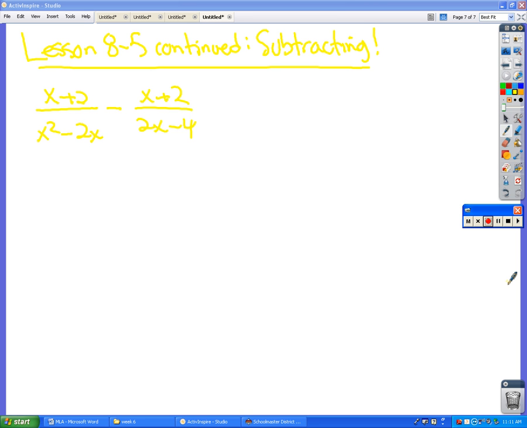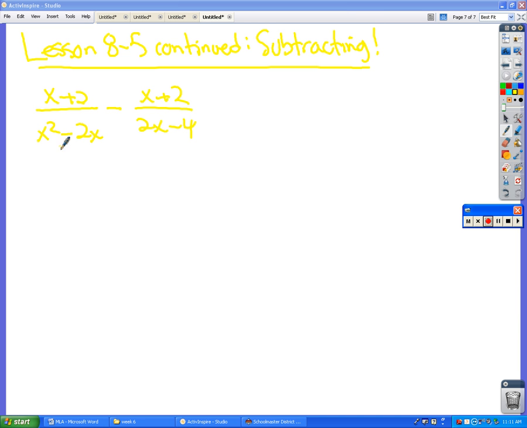Now we're doing subtracting. Okay? And it is almost virtually identical to adding. Alright? There's only one thing that the subtraction can screw you up on that you have to be careful with. So this is going to be pretty straightforward.